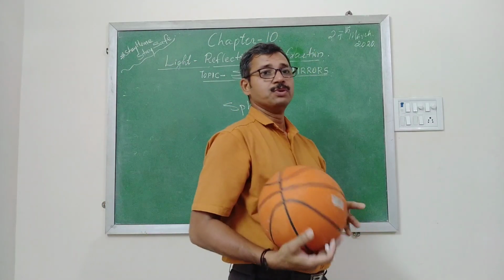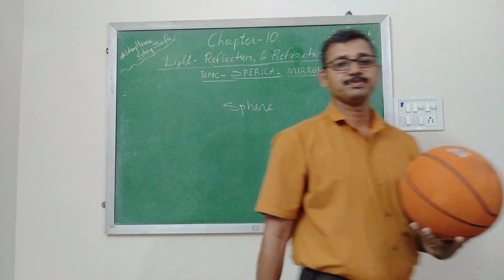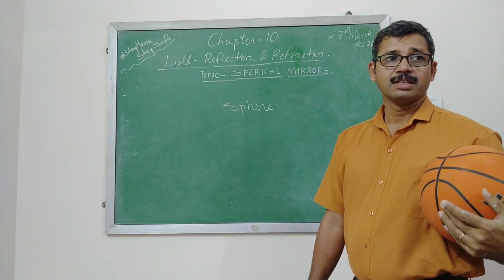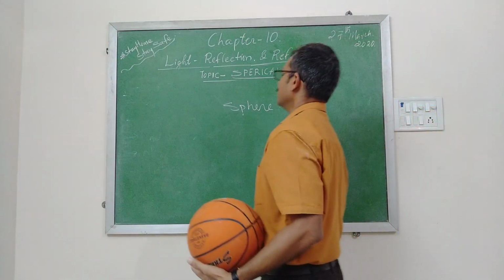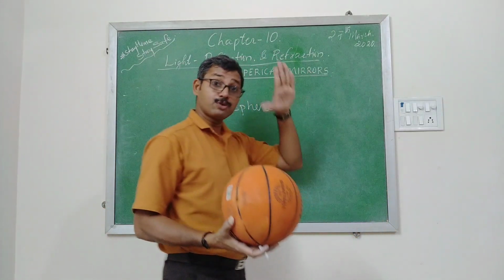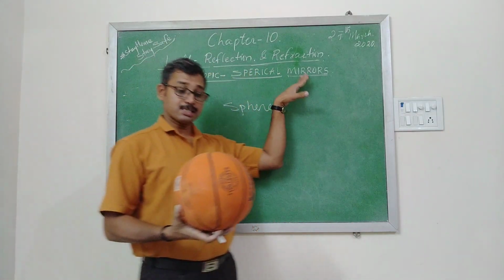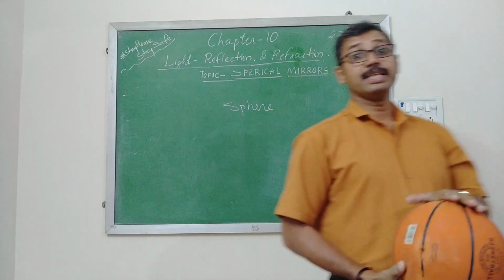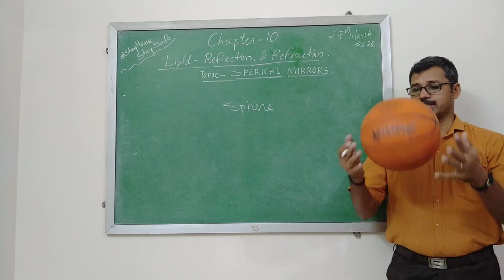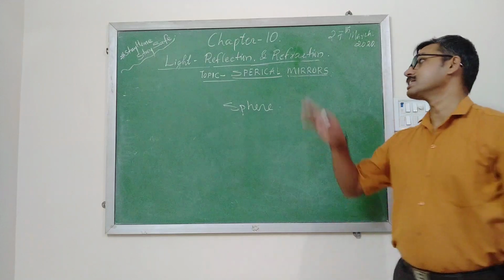Now, the spherical mirrors, what is the concept of spherical mirrors? Something which has a relation with this sphere. If a mirror is part of a sphere, then we will say that it is a spherical mirror. So the spherical mirror is a mirror which is a part of a sphere.